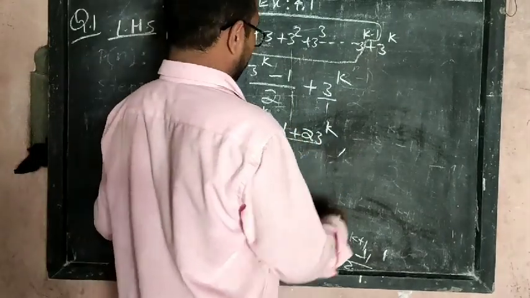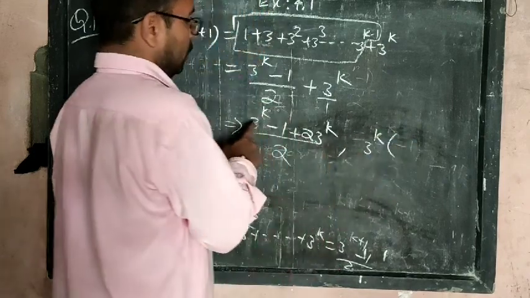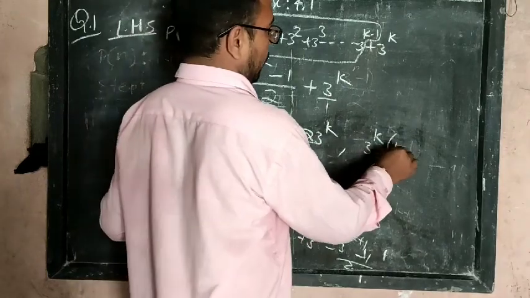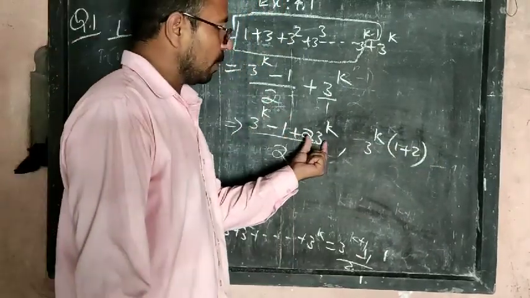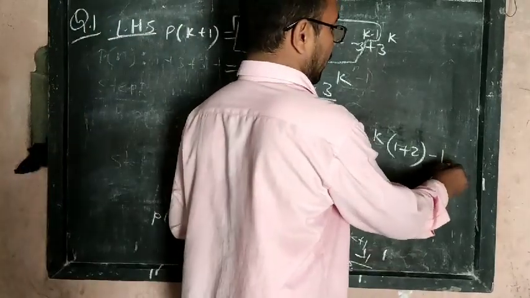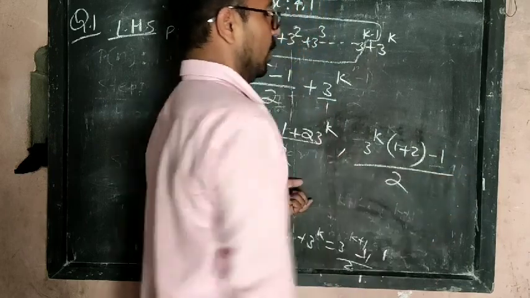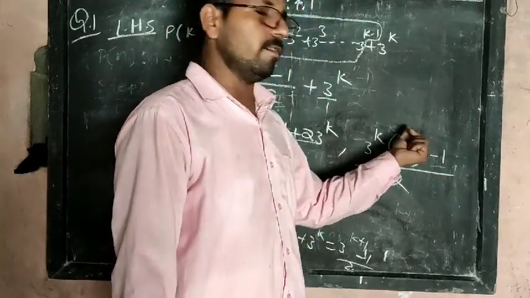How much will we get here? 3 to the power k, we have got the common. So 1 plus 2 will get here, 1 plus 2, as we are taking 3 to the power k and 3 to the power k common. Minus 1 is remaining; we will write it down as it is, minus 1, by 2 remains the same. So 2 plus 1, 3, 3 to the power 1 we are getting here.